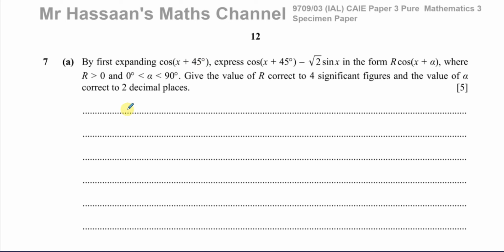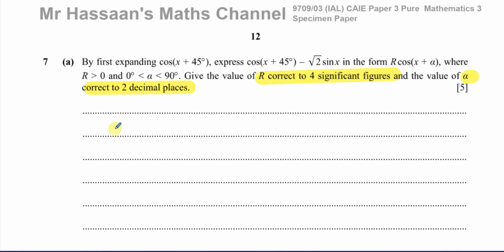Okay, now it says, by first expanding cosine x plus 45 degrees, express cosine x plus 45 degrees minus root 2 sine x in the form r cosine x plus alpha, where r is greater than 0 and alpha is between 0 and 90 degrees. Give the value of r correct to 4 significant figures and the value of alpha to 2 decimal places. So we have to keep those in mind, the instructions about rounding in case we forget.